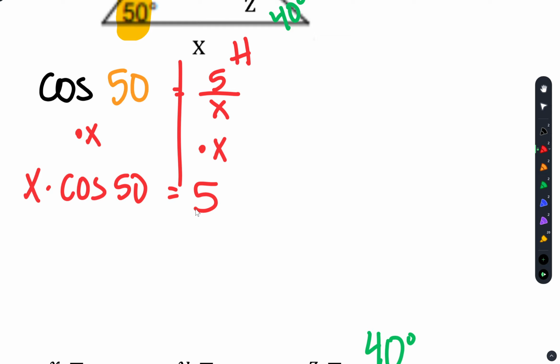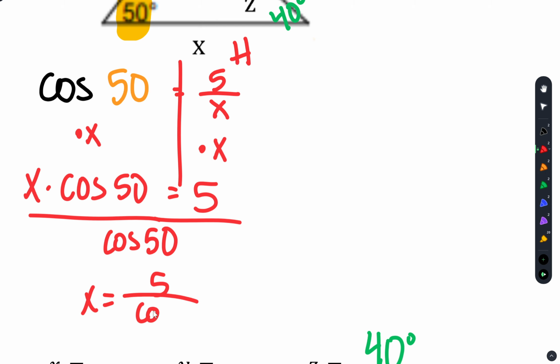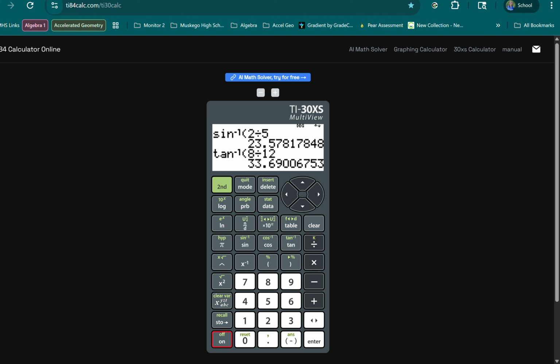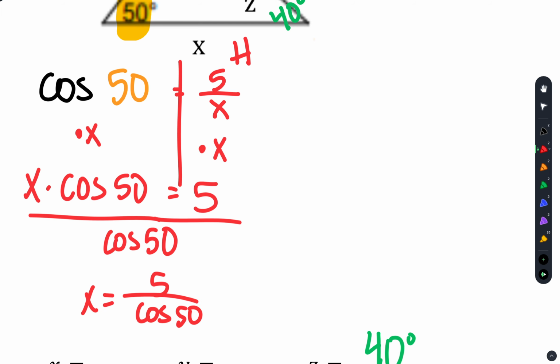And now what do I do? I'm going to divide by cosine 50. We should never use an inverse, cosine, or sine, or whatever, unless we're finding an angle. So let's divide. Okay, divide by cosine 50. X equals 5 divided by cosine 50. We're going to put that in our calculator. 5 divided by cosine 50. I got 7.8. Did we all get 7.8? What did you get? Okay, so 7.8 is what I'm going with.